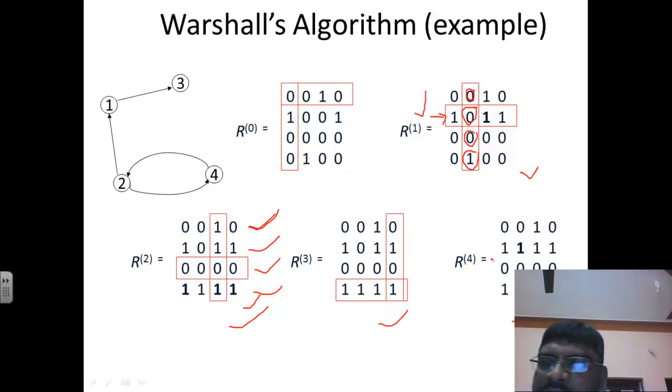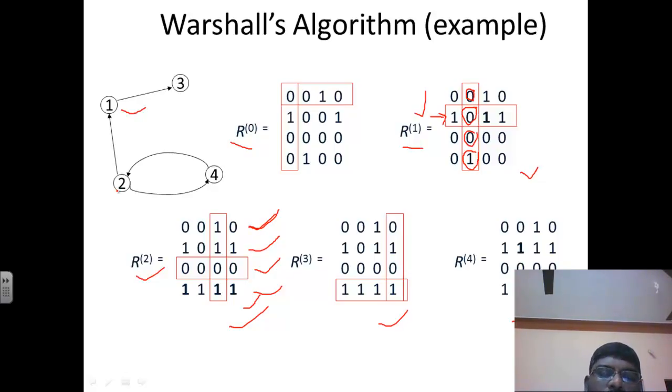See, why am I stopping at R4? Because there are only 4 vertices. Suppose there is a 5th vertex also in the graph, I have to proceed till R5. What is the meaning of R0? It means 0 vertices as intermediate. R1 means only vertex 1 as intermediate. R2 means vertices 1 and 2 as intermediate. R3 means 1, 2 and 3 as intermediate. R4 means 1, 2, 3, 4 all are intermediate. Okay, hope you understand Warshall's algorithm. Try to solve the examples which I gave as assignments.